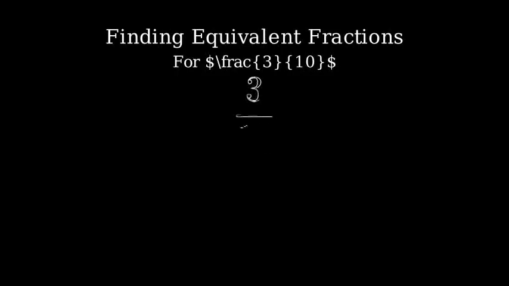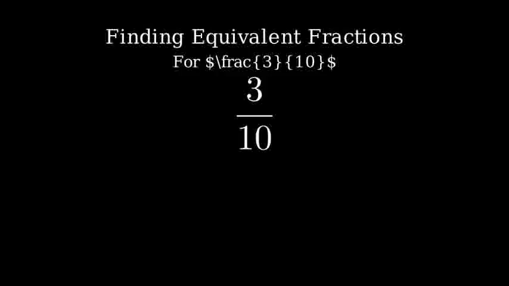Welcome to MathGPT. Today, we're going to learn how to find equivalent fractions for a given fraction, specifically for the fraction 3 over 10. Equivalent fractions are different fractions that represent the same value. Here's the fraction 3 over 10. An equivalent fraction is obtained by multiplying both the numerator and the denominator by the same non-zero number.